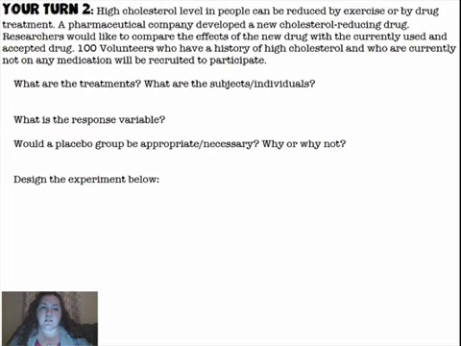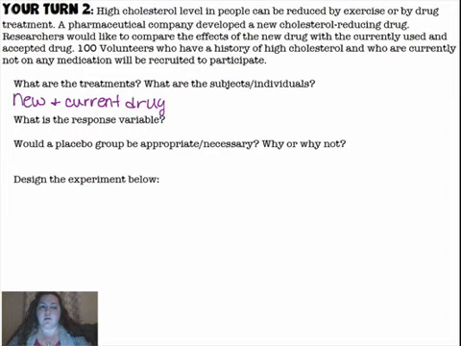Alright, your turn, number 2. High cholesterol levels in people can be reduced by exercise or by drug treatment. A pharmaceutical company developed a new cholesterol-reducing drug. Researchers would like to compare the effects of the new drug with the currently used and accepted drug. 100 volunteers who have a history of high cholesterol and who are currently not on any medication will be recruited to participate. So, what are the treatments and what are the subjects or individuals?